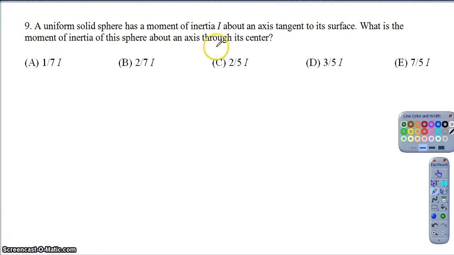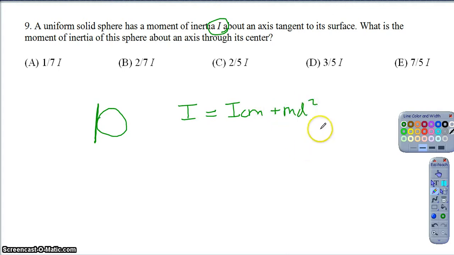So then last question here, again taking advantage of the parallel axis theorem. A uniform solid sphere has a moment of inertia of I about an axis that's tangent to its surface. So I've got my sphere here, I've got the axis of rotation over here, and they've defined that as I. Well, I know that for any arbitrary axis it would really be I about the center of mass plus md squared. So all I have to consider is, what would the moment of inertia about the middle of the sphere be? Well, for a sphere, it'd be 2/5 mr squared. If you look it up on the equation sheet, that's what you have to work with.